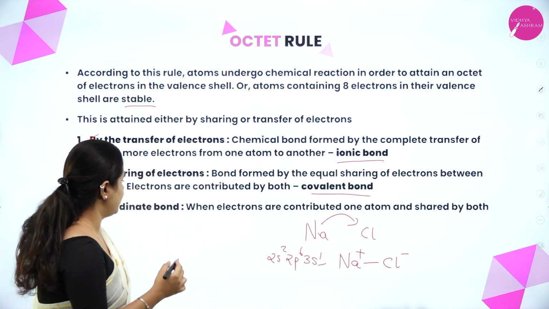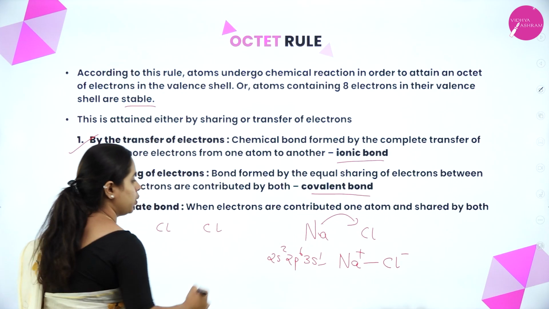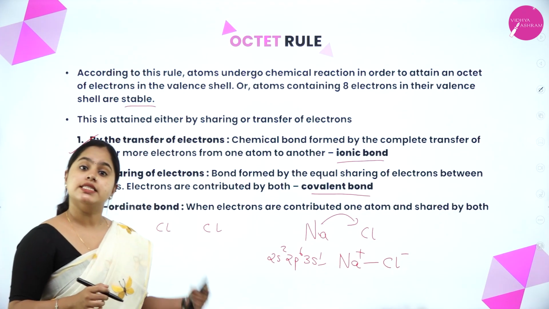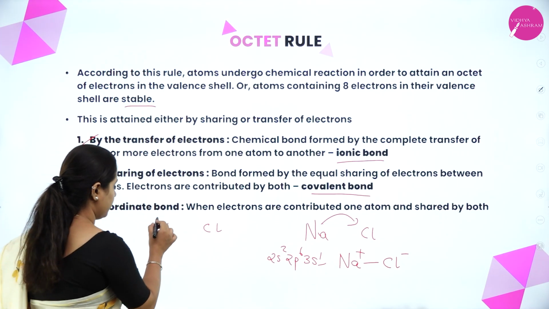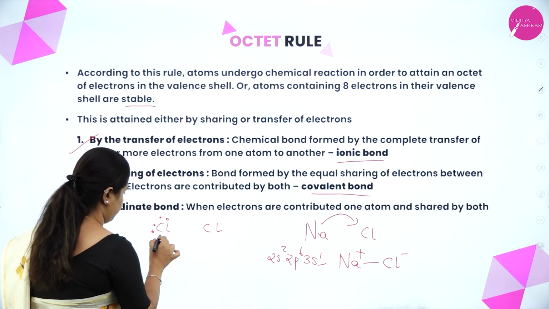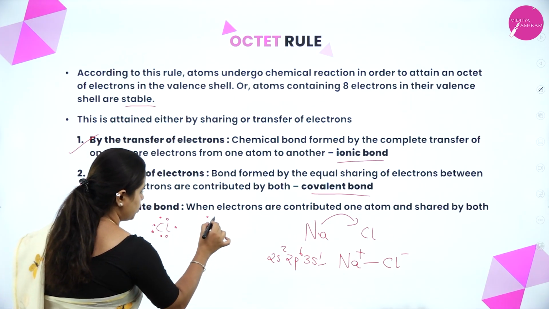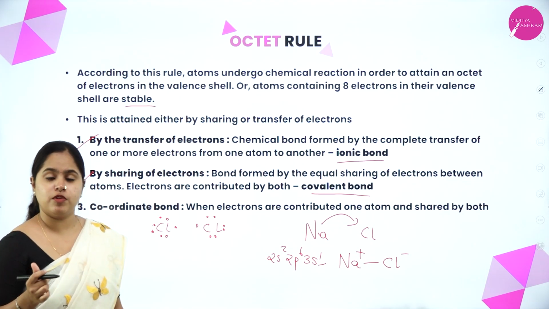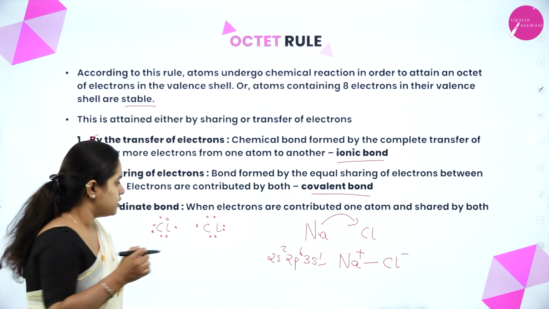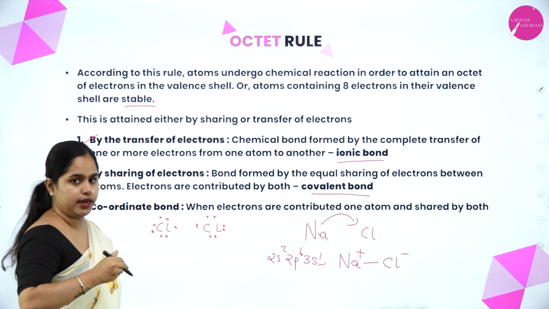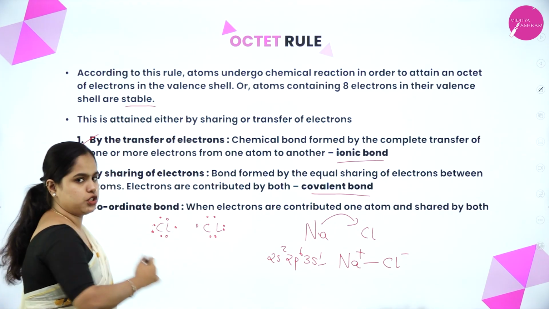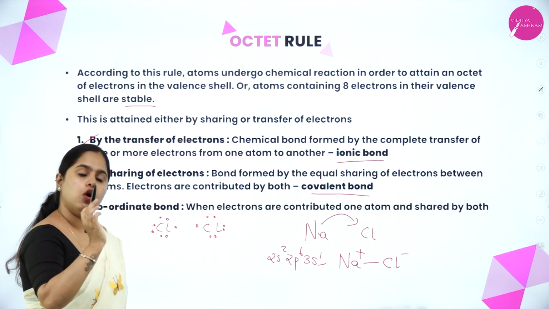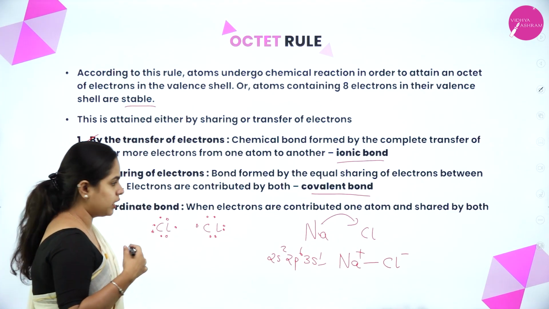To understand this, let's take the example of two chlorine atoms. Instead of taking one sodium and one chlorine, I am taking two chlorine atoms. Each of these chlorine atoms will have 7 valence electrons, right? 1, 2, 3, 4, 5, 6, 7 and 1, 2, 3, 4, 5, 6, 7. If this chlorine atom gets one more electron, it can fill its octet. And in the same way, if this chlorine atom gets one more electron, it also attains stability or attains octet.